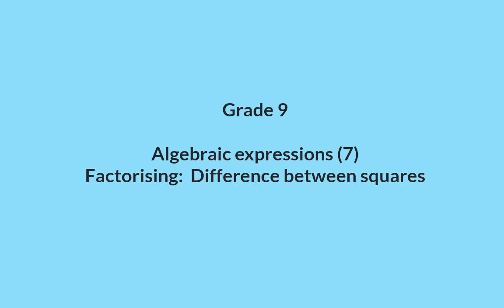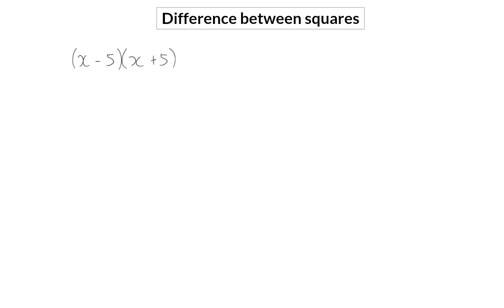In this video, we're going to have a look at how to factorize using difference between squares. When we had a look at simplifying by multiplying out brackets, we saw that when you have brackets where only the sign in the middle differs, the middle term will always become 0, so you can only multiply the first and the last in each bracket to get the answer.